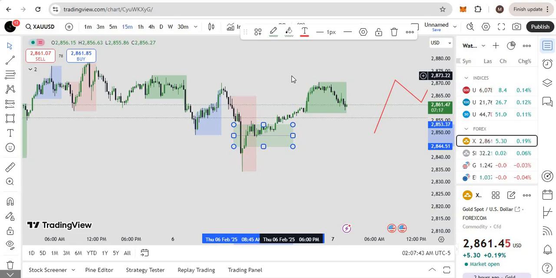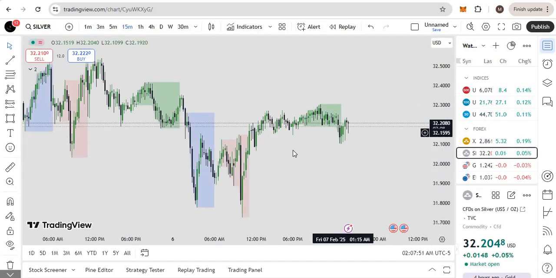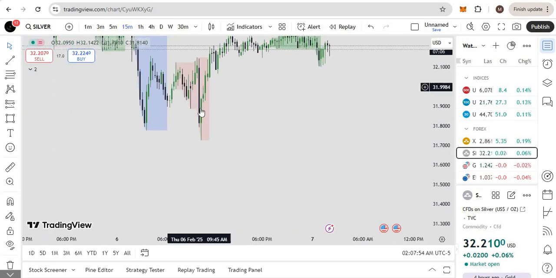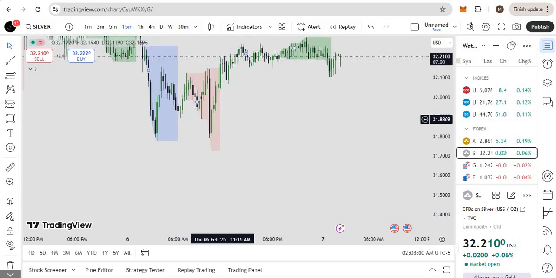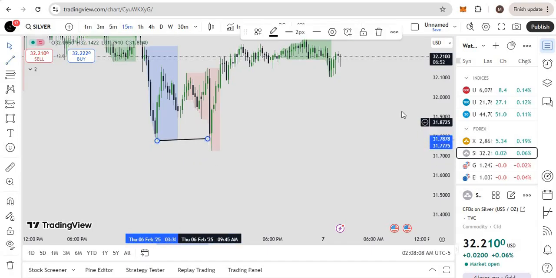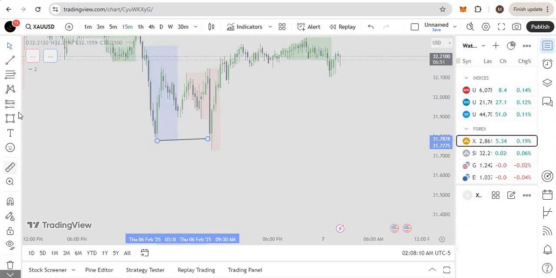How do we clarify whether we should sell here or not? By using the correlated pair silver. So what did silver do? Same candle, but it did not close below it, it either swept that one. So what it's showing us is SMT, that one pair failed to make a lower low and one pair made a higher high.